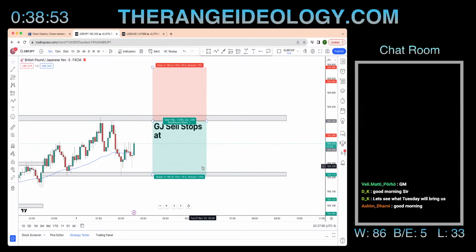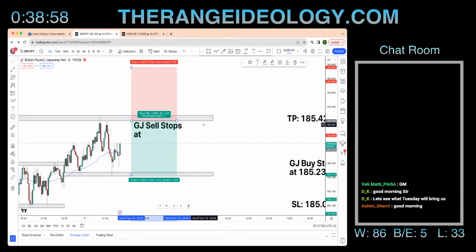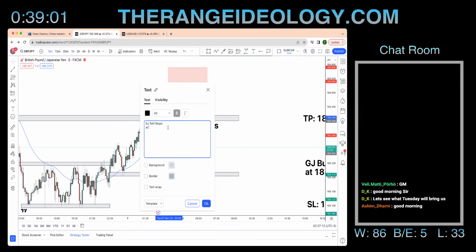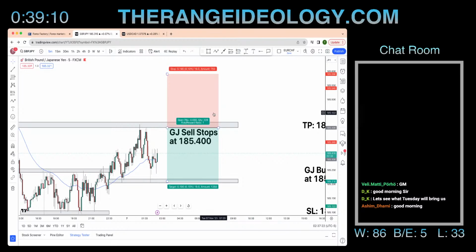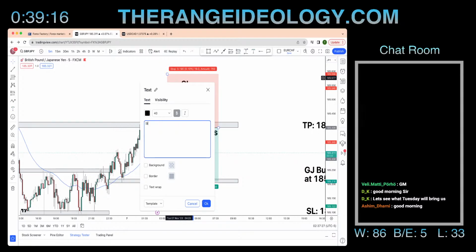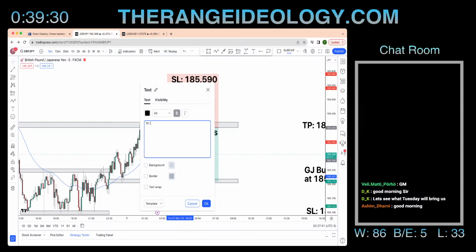But let's see. So 23 minutes to go from London opening, to London opening. So let's see. What is this? 185,400. So that's a sell stop. And 19 pips is going to be an SL at 185,590. And TP at 185,210.